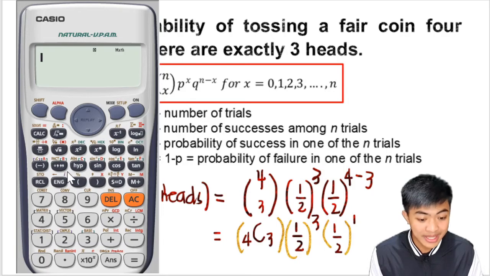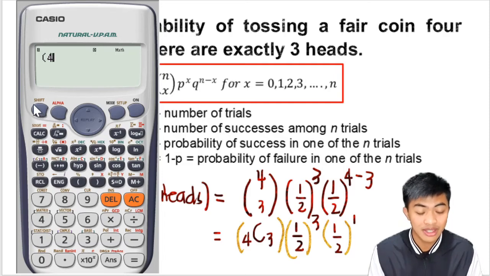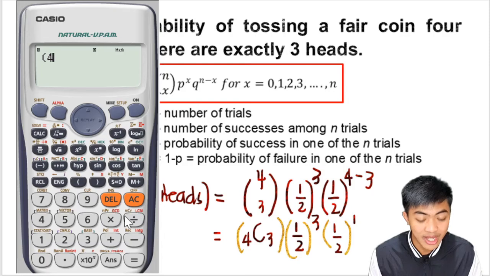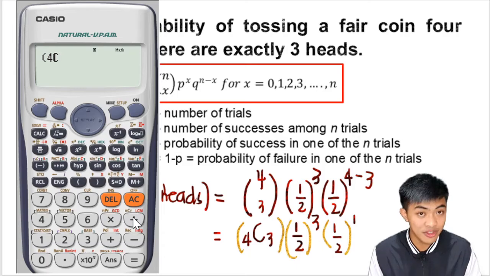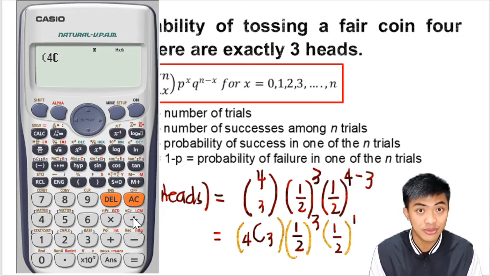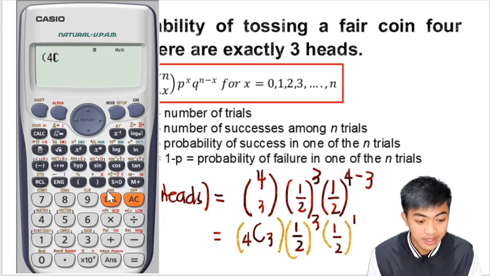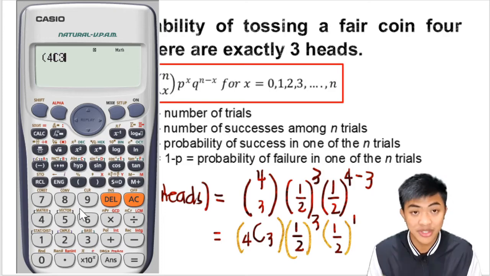Okay, so ganito lang yan. Use parentheses, 4. And then I'm going to press shift. Hanapin yung nCr. Okay, so nandito siya sa aking calculator. I'm going to press that. Nag-shift muna ako para ma-activate yung function na yun. And then 3. So 4C3.